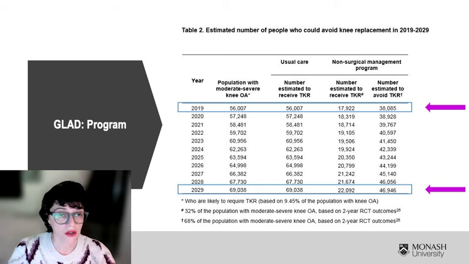So usual care in Australia, as I mentioned, is undergoing total knee replacement. If we implemented a non-surgical management program, we would estimate the number of total knee replacements avoided by applying the evidence-based data that come from GLAD Denmark. So by 2019, if we applied the non-surgical management program, we would avoid around 38,000 total knee replacements. And by 2029, we would avoid almost 47,000.